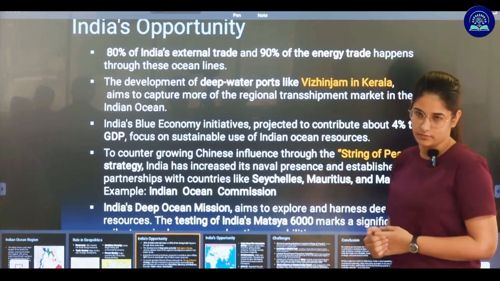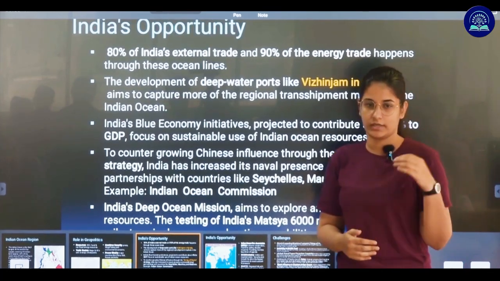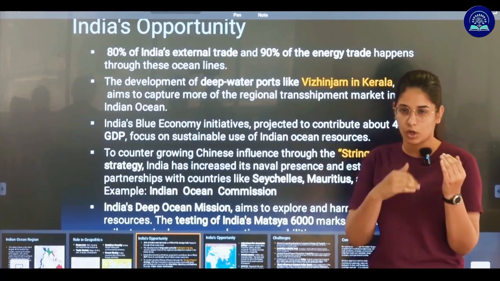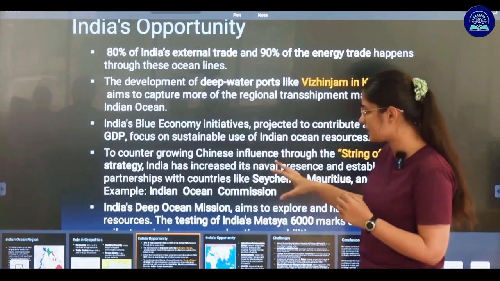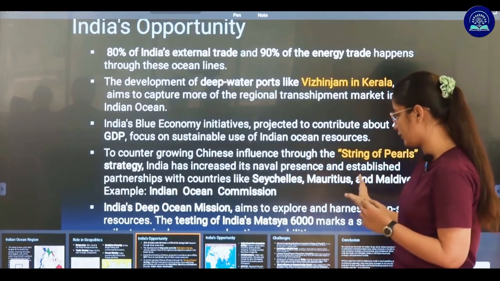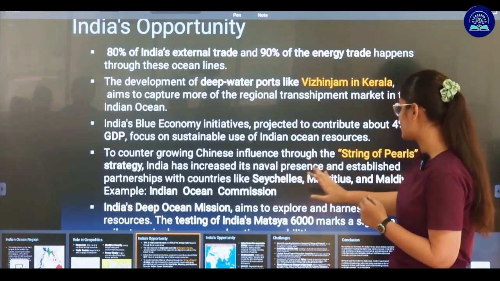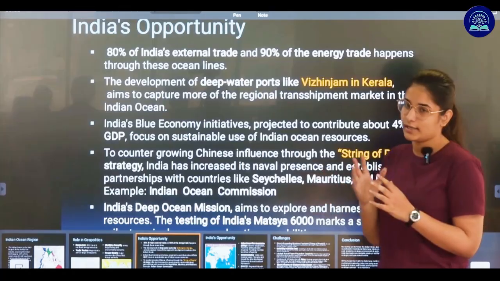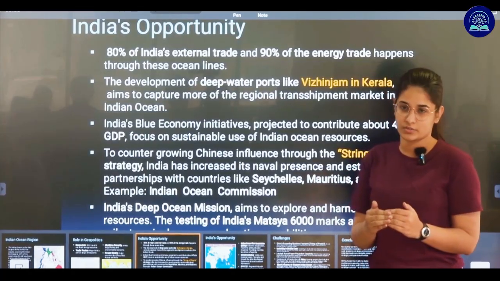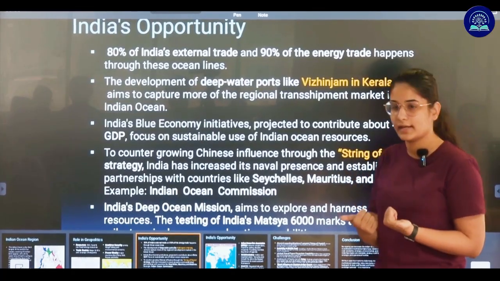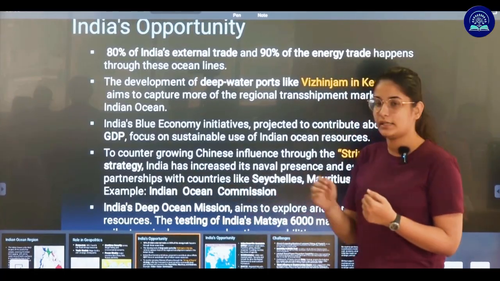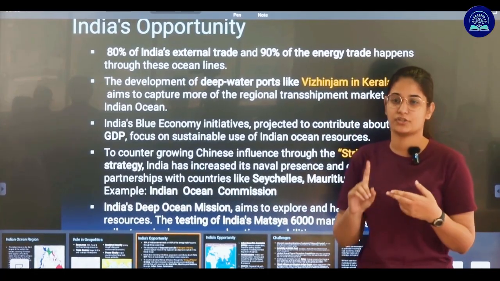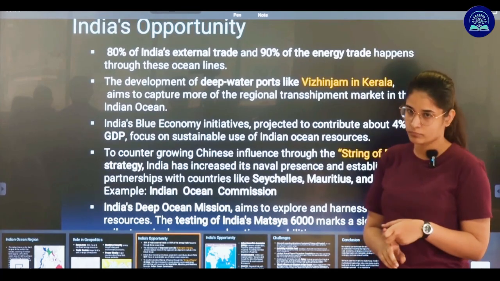Then the Chinese influence. We have the string of pearls. China is trying to cover India from all sides. We need to counter it, and in order to counter, Indian Ocean ports and islands play a very important role. We have countries like Seychelles, Mauritius, and Maldives. India needs to make very good relations with them, and trust building is needed. There is one organization called the Indian Ocean Commission. We need diplomatic relations, negotiations, and dialogues.